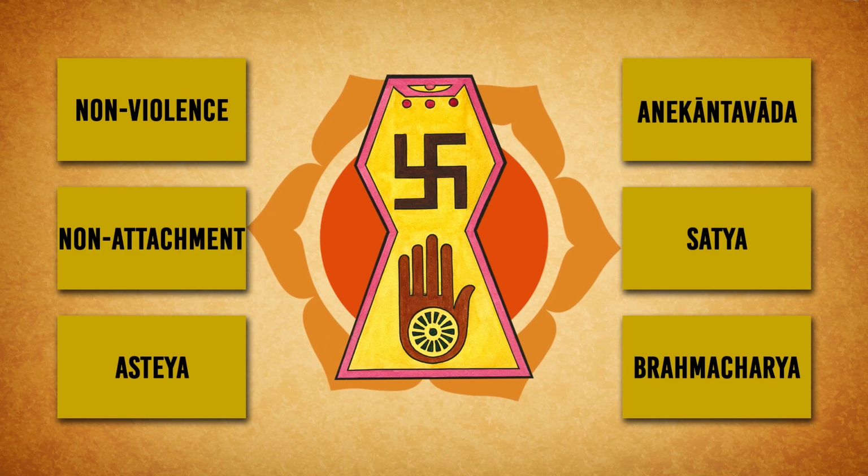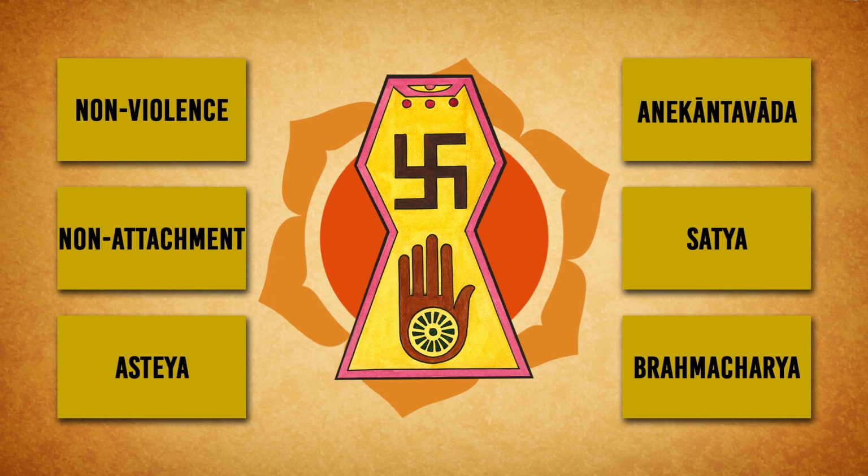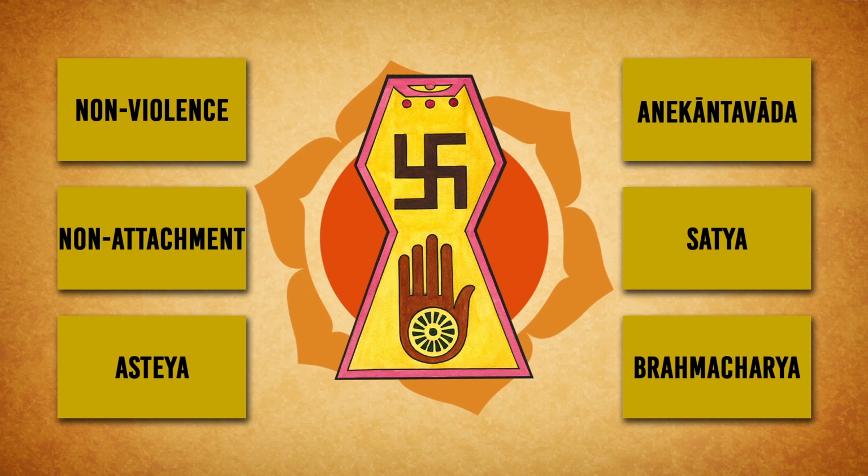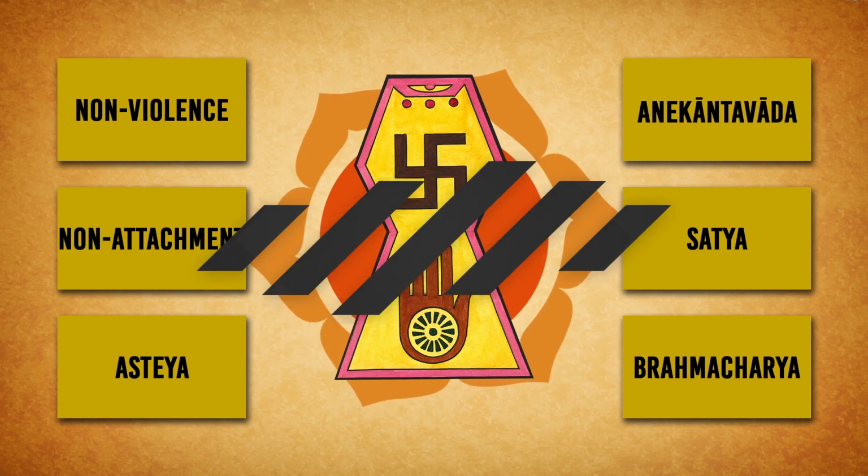Brahmacharya. Brahmacharya is celibacy for Jain monks and nuns. For lay persons, the vow means chastity and faithfulness to one's partner.